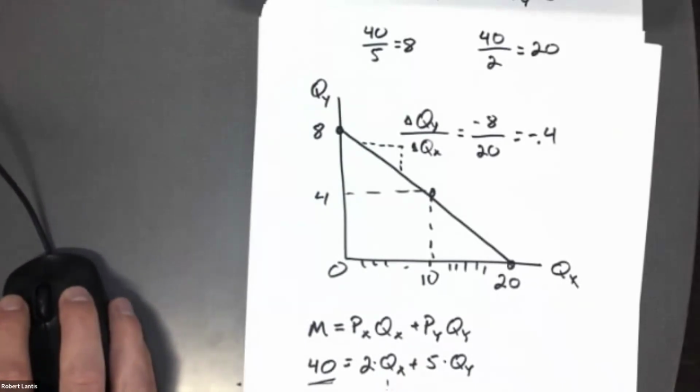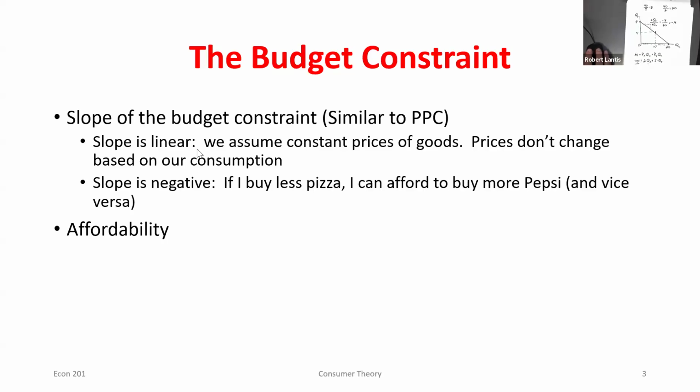And in fact, I'll point some other things out about this as well. So for our budget constraint, we're going to keep it simple here. It's going to end up being linear, right? So there's this trade-off between buying the two goods. So we said if I want to buy more Pepsi, I'm going to have to buy less pizza. The slope will be negative. There's trade-offs, right? If I spend my money on one good, I can't spend it on another.